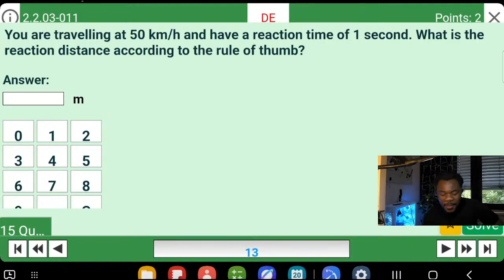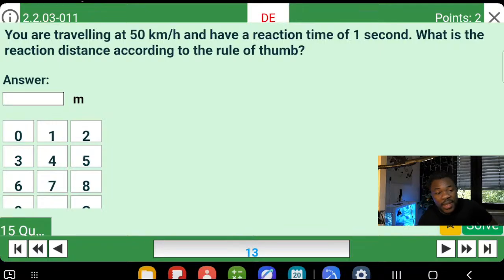All right, let's go. You're traveling at 50 kilometers per hour and have a reaction time of 1 second. What is the reaction distance according to the rule of thumb? It is very, very simple. I'm not going to go back to it again. We talked about it before, and I made it clear that you may come across the same question but with a different speed. And this is it right here.